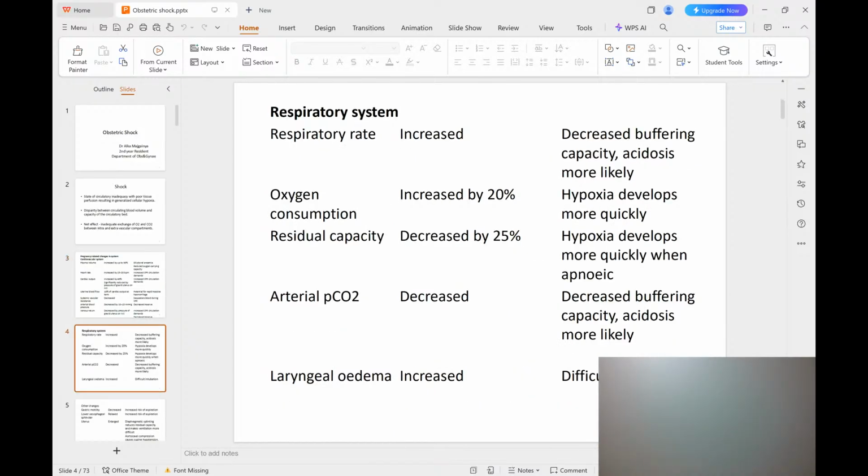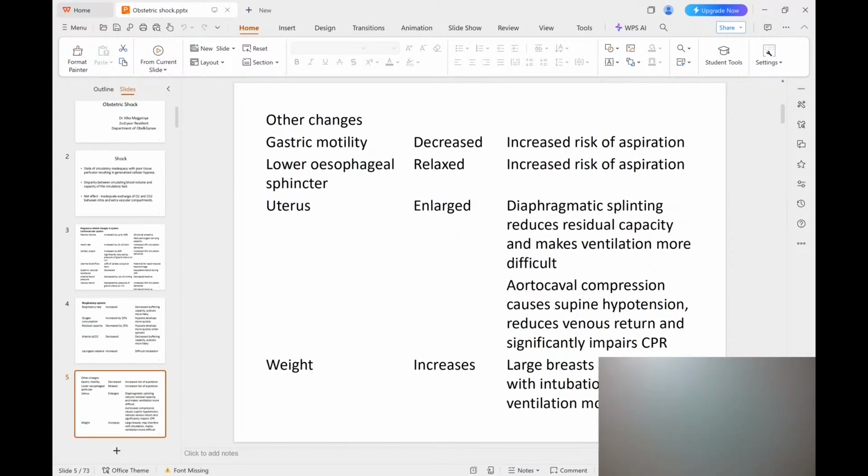Similarly, respiratory rate is also increased during pregnancy, and it will decrease the buffering capacity, so metabolic acidosis is more likely in pregnant women. Oxygen consumption is increased by 20%, because of which hypoxia develops quickly, and residual capacity is decreased. Arterial carbon dioxide is also decreased, and laryngeal edema is increased, which causes difficulty in intubation. Other changes: gastric motility is decreased, and the lower esophageal sphincter is more relaxed, so there is an increased risk of aspiration.